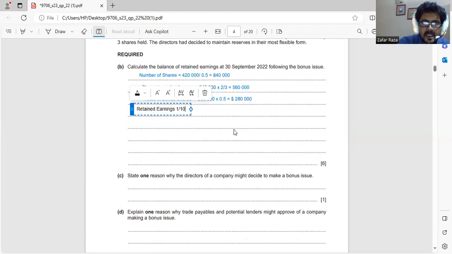Date is 1/10/2021, which is $125,000. Okay. Put a dollar sign over here so you won't get confused. $125,000. Okay. Plus we will add here net profit. That was $52,000.